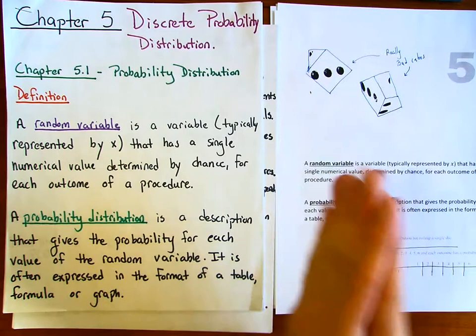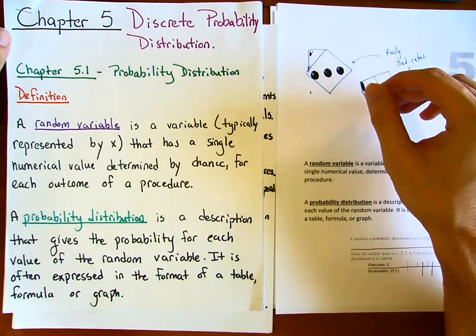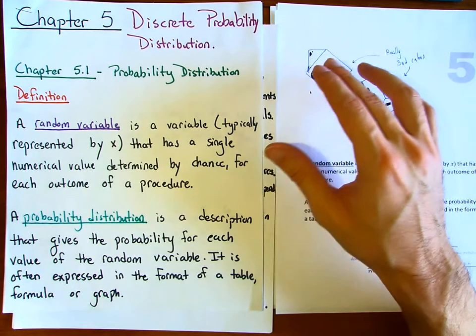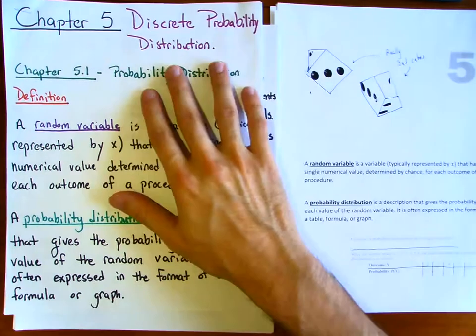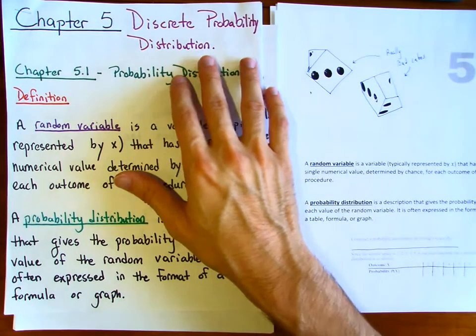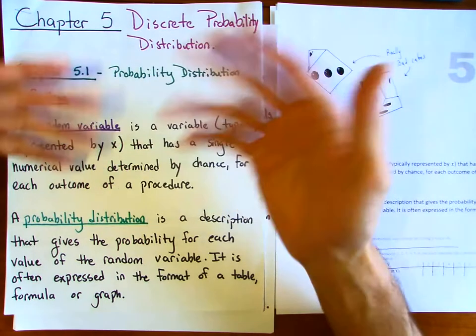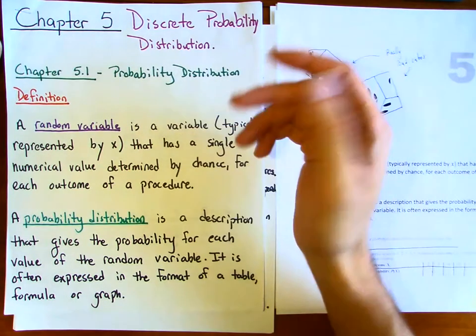Hello everybody, let's begin chapter 5. So what I'd like you to do is first take a second and copy these notes down for the beginning of chapter 5. Here we're going to talk about discrete probability distributions and what those mean. It'll take a day or two to actually get through it.